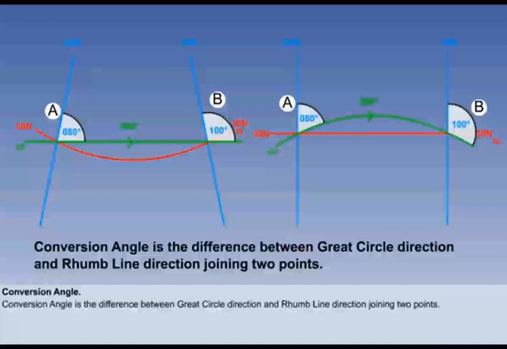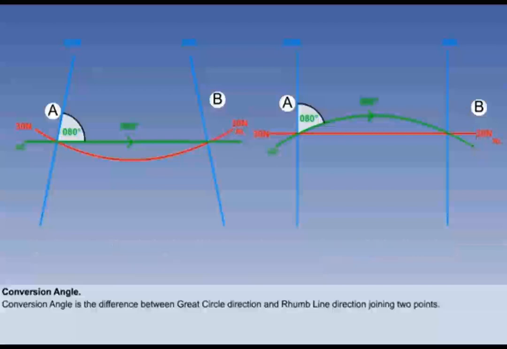The definition of conversion angle is the difference between great circle direction and rhumb line direction joining 2 points. So we can now calculate the conversion angle. At A, the great circle track angle is 080 degrees, whilst the rhumb line track is 090. The difference is 10 degrees. It is exactly half the value of convergency, which, if you remember, was 20 degrees in this example.